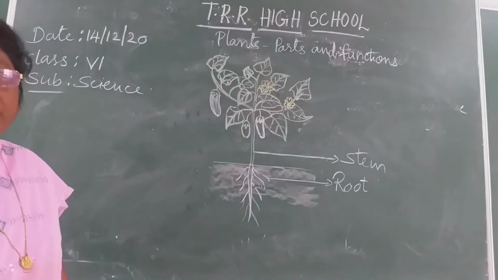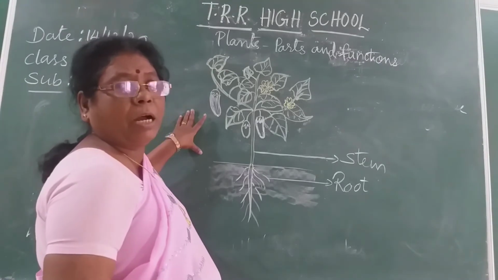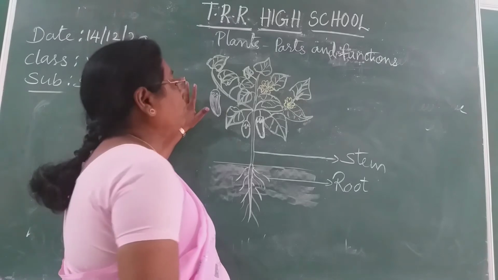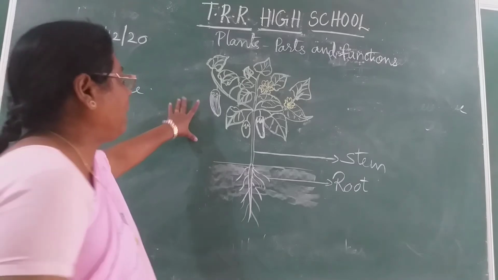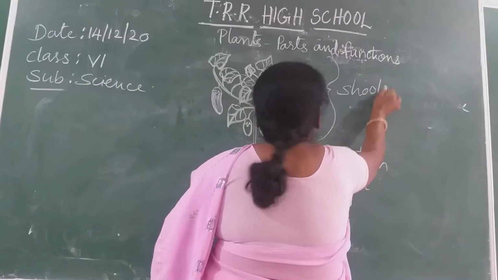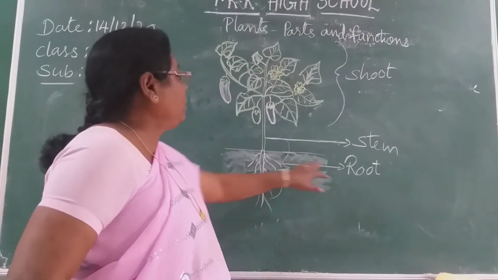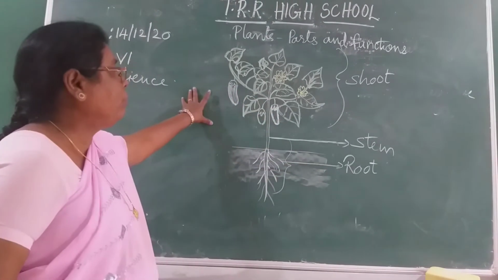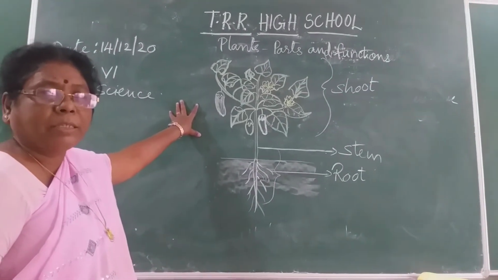What do you call it? It is a stem, isn't it? The part of the plant which grows above the earth is called a stem or shoot system, which grows towards the sunlight. It is called a shoot system, the shoot of the plant. And the part of the plant which grows under the ground is called a root system. It is called root. So the shoot system grows towards the sunlight.